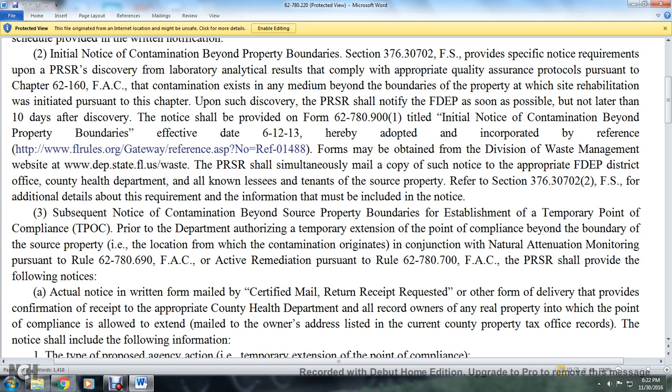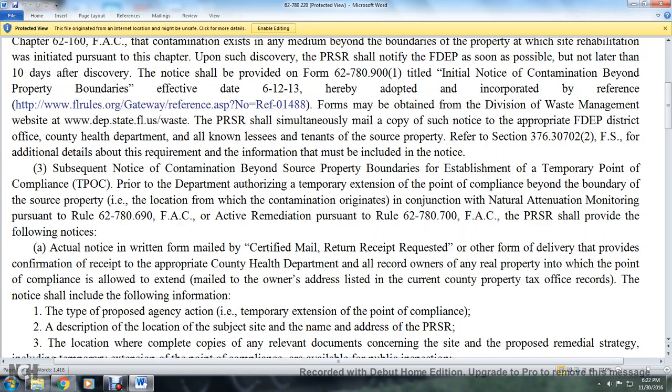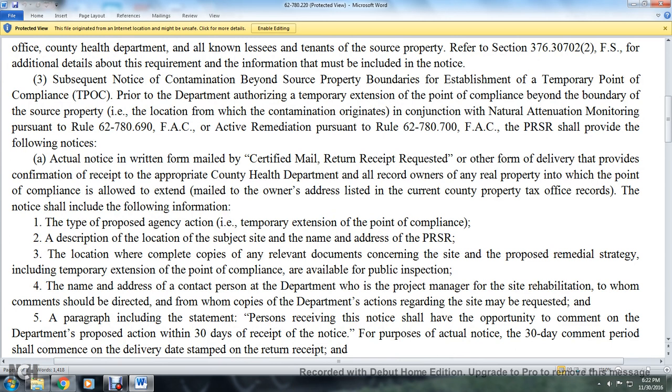All record owners of real property in which the point of compliance is allowed to extend: mail to the owner's address listed in the current property tax office record. The notice shall include the following information: type of proposed agency action, temporary extension of the point of compliance, description, location, site name, the address, person responsible for site rehabilitation, and the location where complete copies of the relevant documentation concerning the site and the proposed remediation strategy, including the temporary extension of the point of compliance, are available for public inspection. Name and address of the contact person of the department who is the project manager of the site rehabilitation, to whom comments should be directed and from whom department actions regarding the site may be requested.